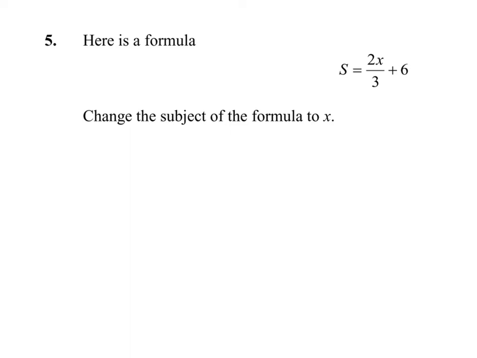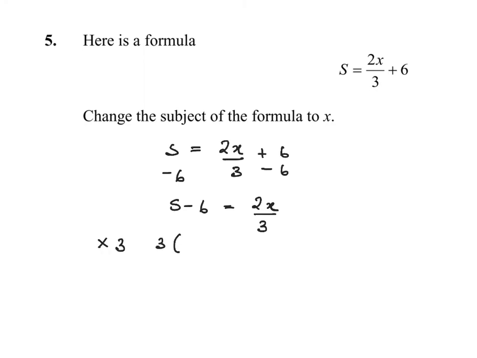Change the subject of the formula to x. So the first thing I'm going to do is to subtract 6 from both sides. So s take away 6 equals 2x over 3. The next thing I'm going to do is to multiply both sides by 3, and I'm going to put a bracket round this term here, or both terms rather. The last thing I'm going to do is to divide by 2, and I'll turn the equation round, so x equals 3 times s minus 6, all divided by 2. X is now the subject.